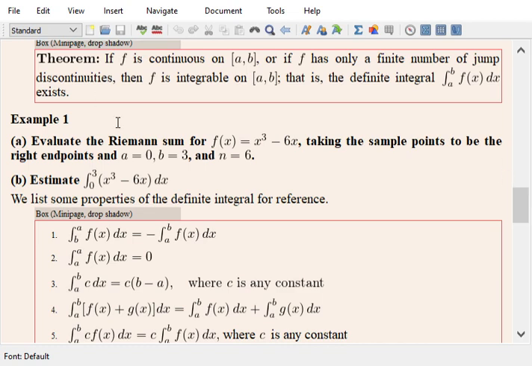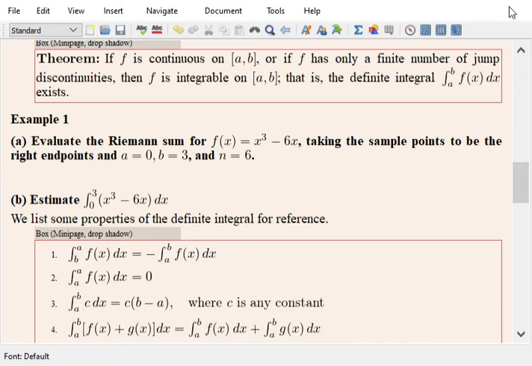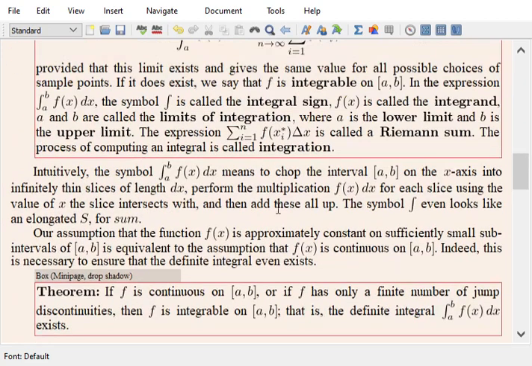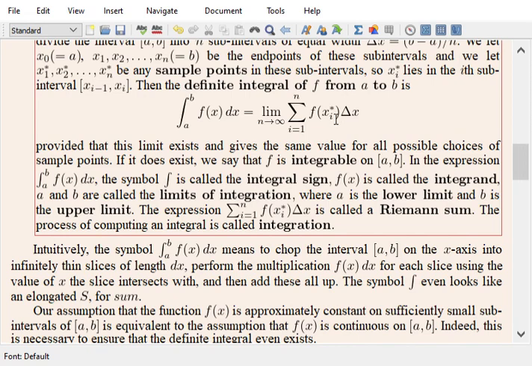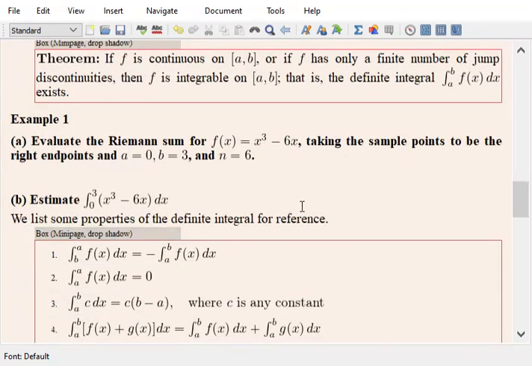Okay, so let's do an example. Let's actually compute this. Evaluate the Riemann sum for f of x equals x cubed minus 6x, taking the sample points to be the right endpoints. So we're going to chop the interval 0 to 3 up into a bunch of tiny little pieces, and then the sample points, namely the x i stars, those are going to be the right endpoints of the subintervals. And let's chop this into 6 subintervals.